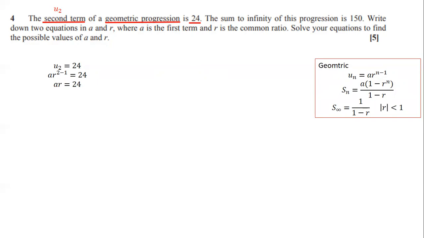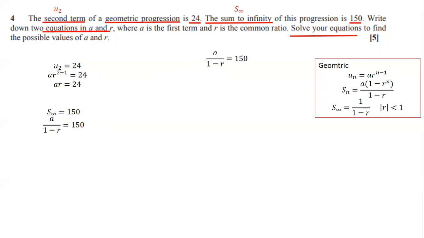The sum to infinity of this progression is 150. So sum to infinity, that's S infinity, and that equals 150. So I can write an equation, S infinity equals 150. I've got a formula for S infinity, a over 1 minus r equals 150. So I've got 2 equations now. And the question says, write down 2 equations in a and r, where a is the first term, r is the common ratio. So I've done that. So I'm going to solve the equations now.